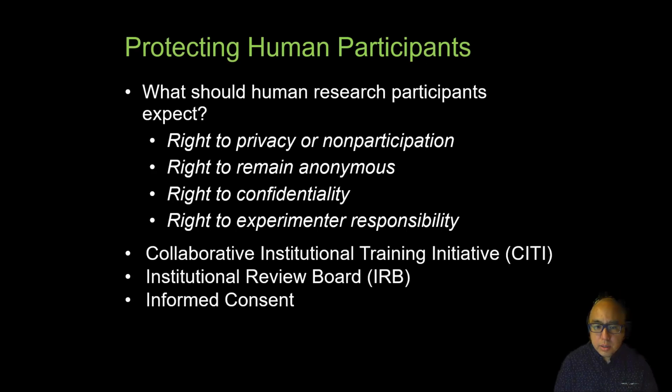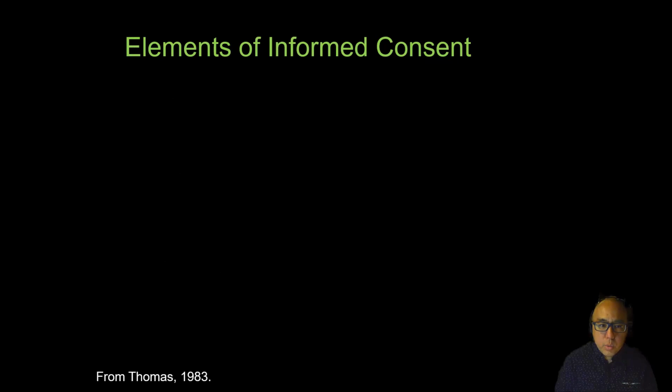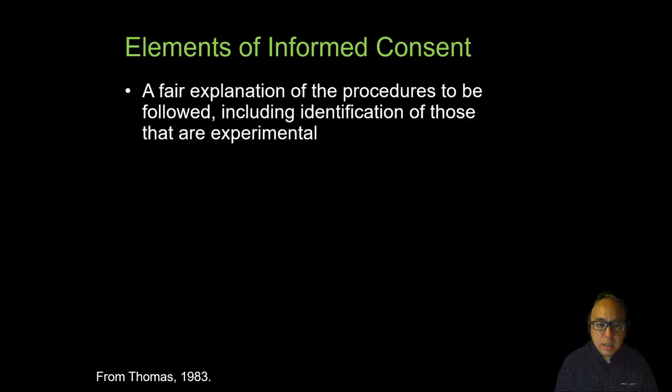So this led to the establishment of the Collaborative Institutional Training Initiative, as I mentioned earlier, the Institutional Review Board, and the informed consent, which includes, among many elements, 7 main elements that go to protect these human subjects.